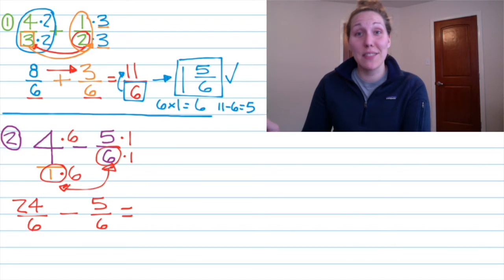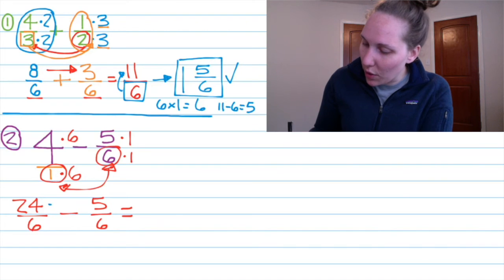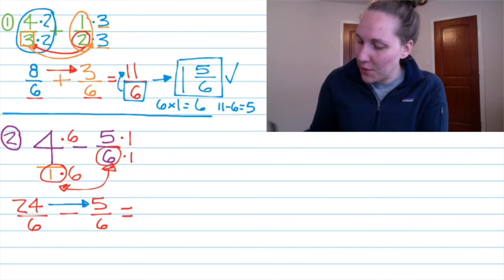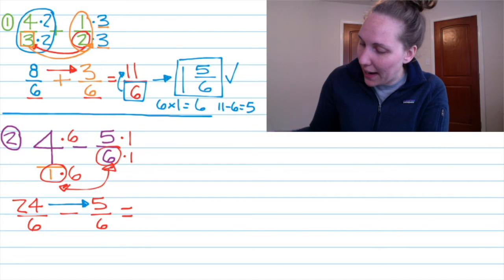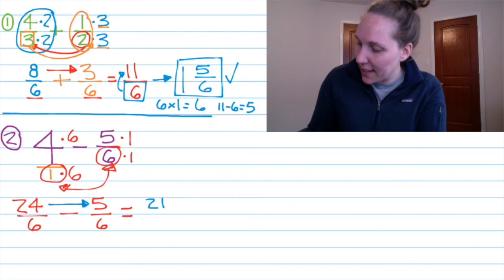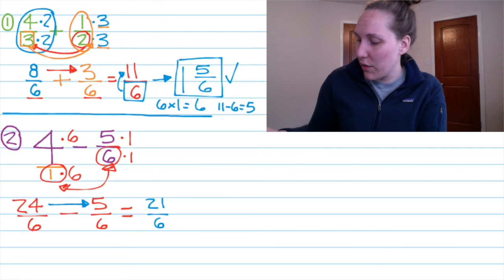And now that these have the same denominator, we can go ahead and keep working this problem. So just like we did in our previous lesson, we can just go ahead and move left to right. 24 minus 5 is 21. And with the denominators, we're just going to keep them the same. So 6 and 6 just stays what it is. And we are left with 21 over 6.